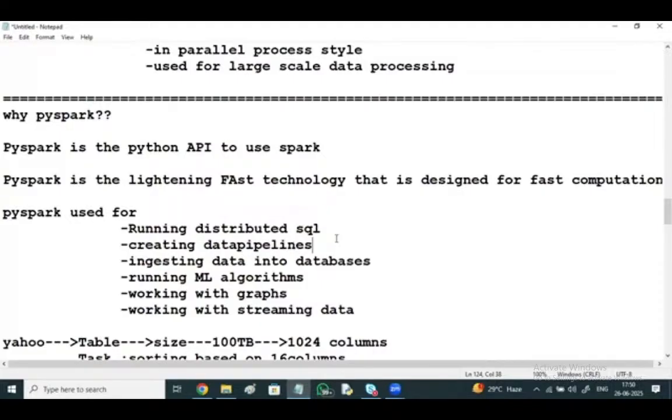And what exactly is a distributed SQL? See, already I said, right? Your data is distributed across multiple nodes. Data is going to be distributed across multiple nodes. And see, there's a concept of drivers and executors here.